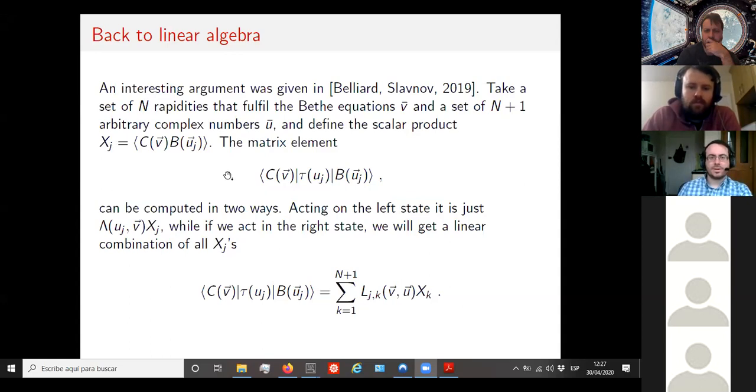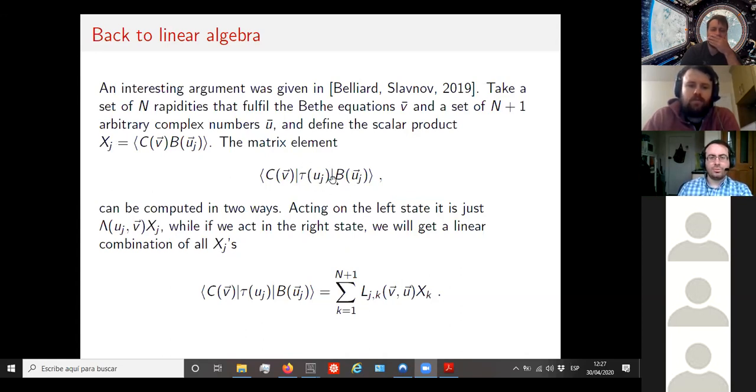You're dropping one of the u's? Yes, I'm dropping one of the u's. So I have n u's here instead of n plus one. And I'm going to construct these n plus one different scalar products. The C is an eigenstate of the transfer matrix, so I get this eigenvalue. But these B's are not an eigenstate of the transfer matrix.